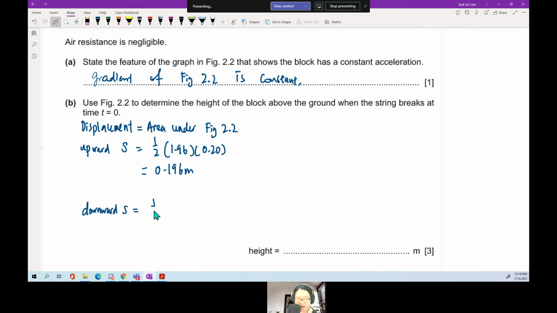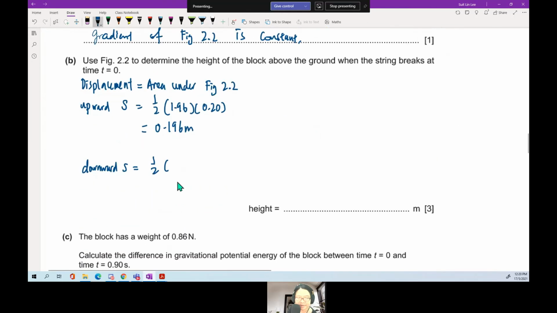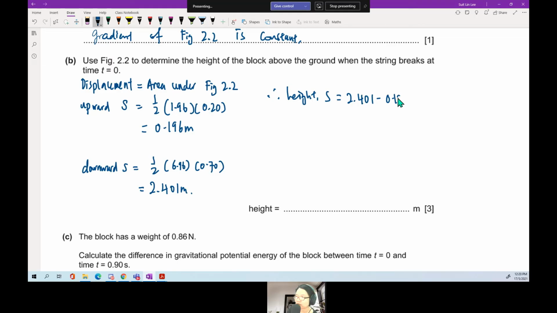Downward s will be half times 6.96 times 0.70. So this will be 2.401 meter. So hence, the height s will be equal to 2.401 minus 0.196. Here, you want to round, you can round. You don't want to round, also can. This will give me 2.205.